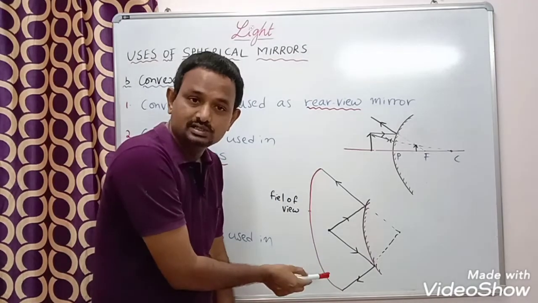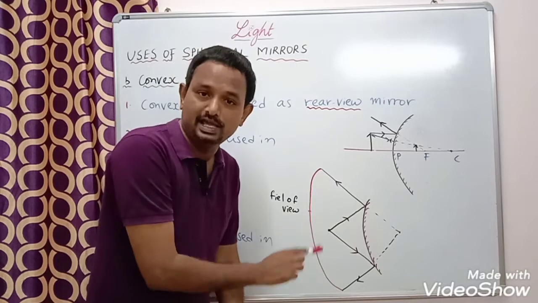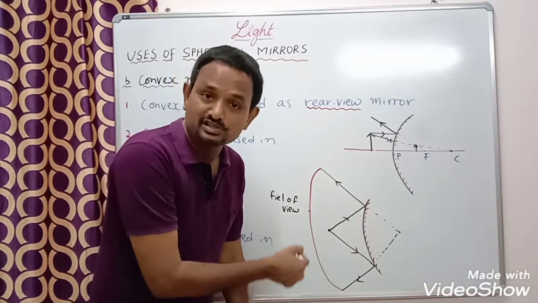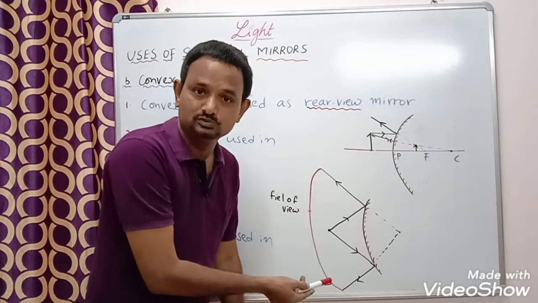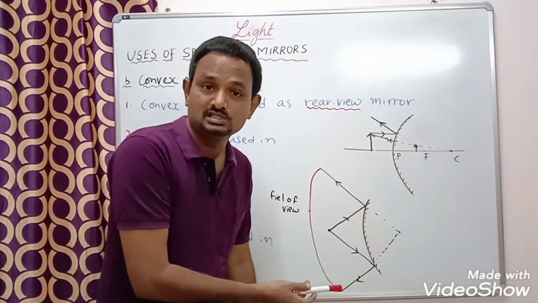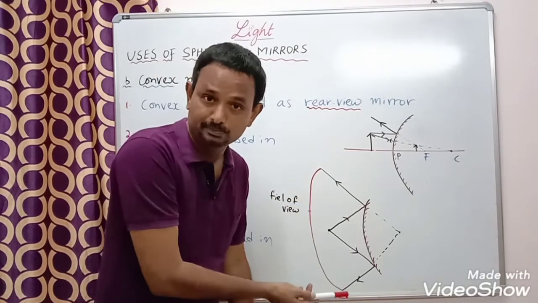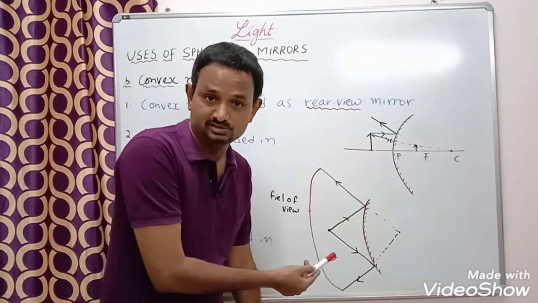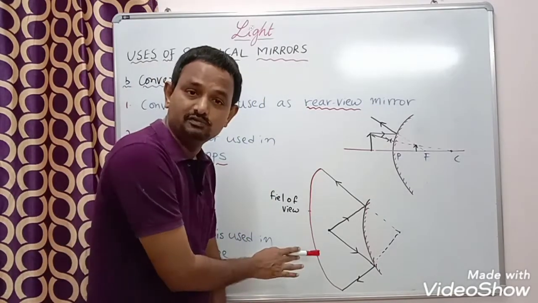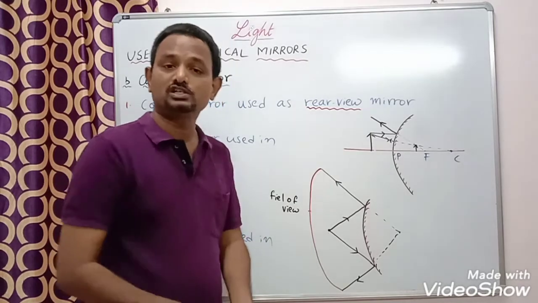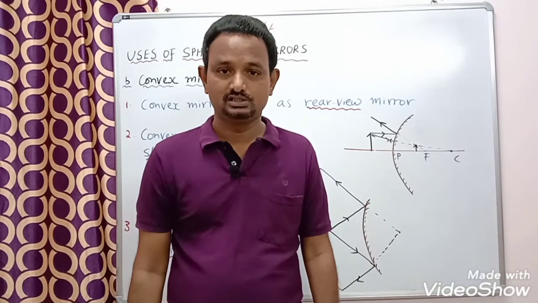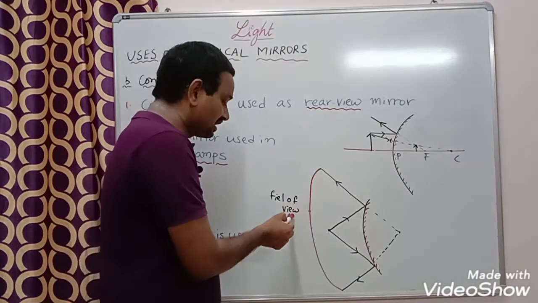Due to this, it covers more area behind the driver, so he can see a larger area behind him. For him it is easy to judge the vehicles behind him. So that is why we use a convex mirror: first of all, it gives a virtual, erect, diminished image, and it has a larger field of view.